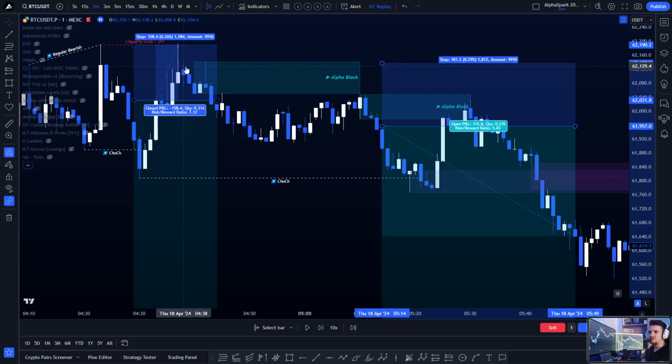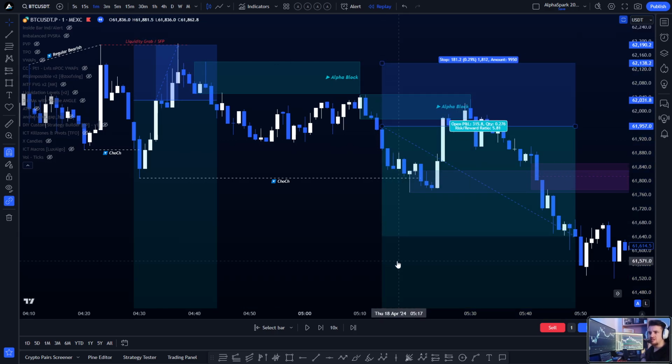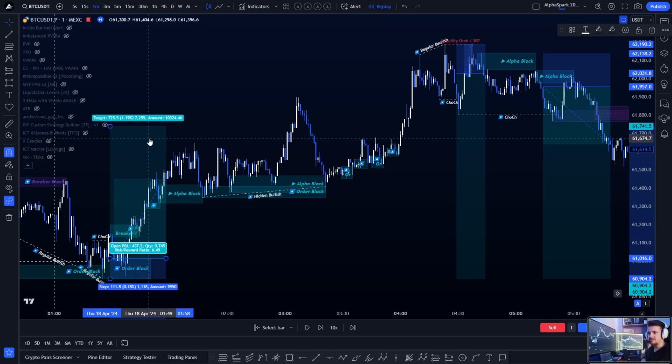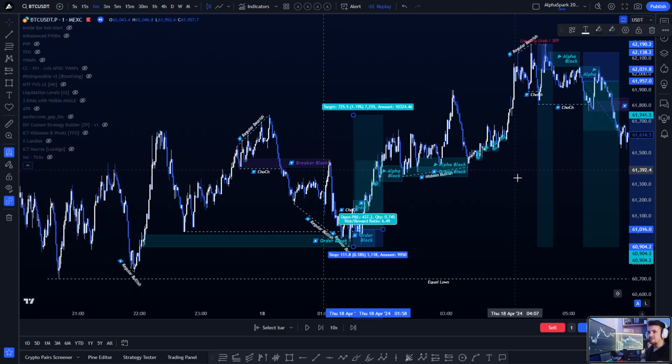We used it like this, and so our risk to reward wasn't amazing, even though the move is kind of big for an Asia session. This was just a 5.81, but paired with this trade, that's a 6.49, and that gives us more than 10% for the day. This was an amazing Asia session.